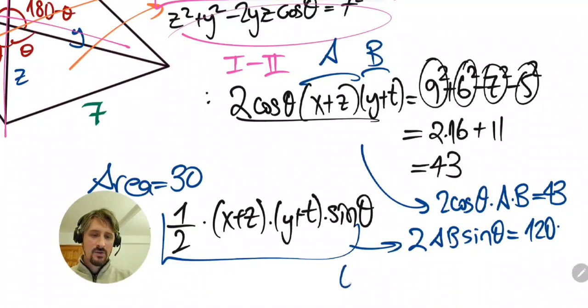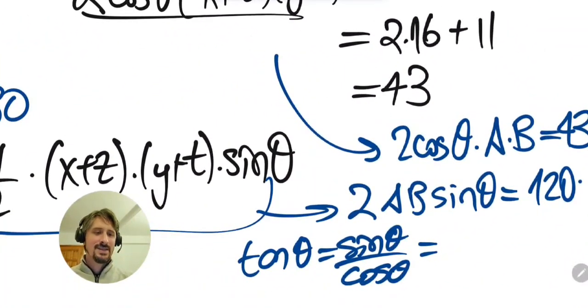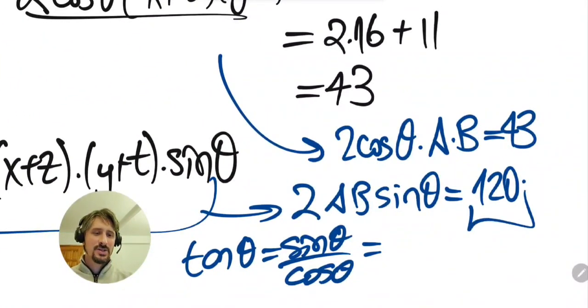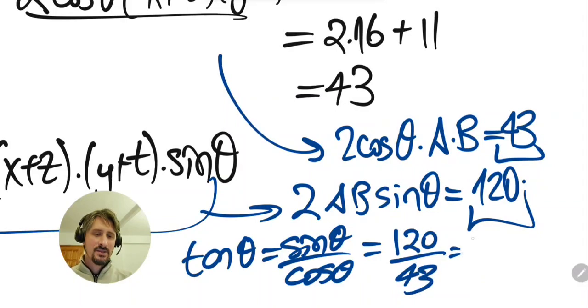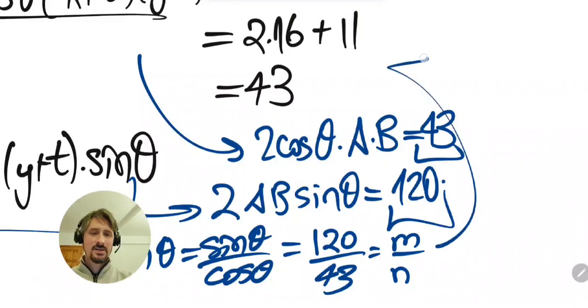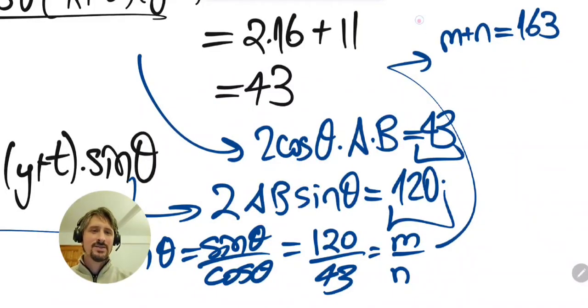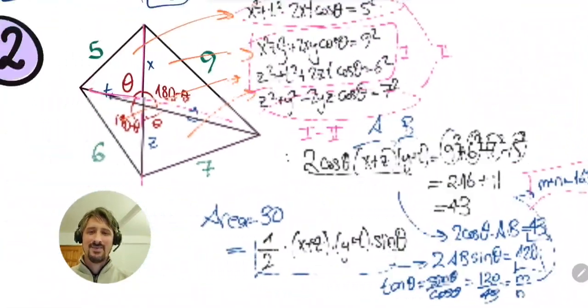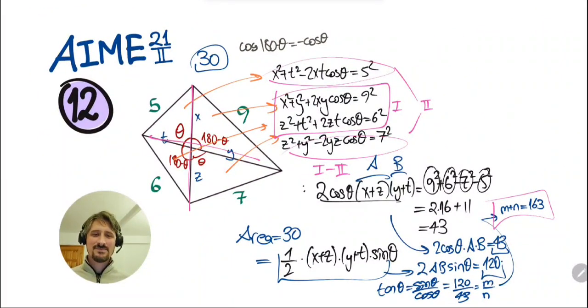Okay, and then the tangent theta equals sine theta over cosine theta, which I obtain by dividing this equation by this one, right? Hence we have this equals 120 over 43, and 120 is m, 43 is n, hence we obtain m plus n equals 163, and this is our answer. Right? 163 is our answer.